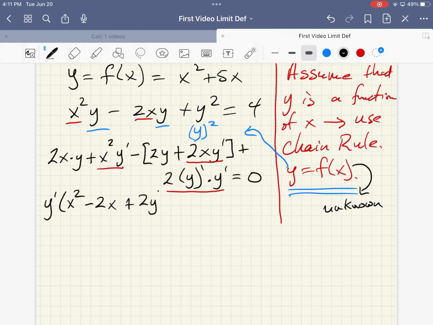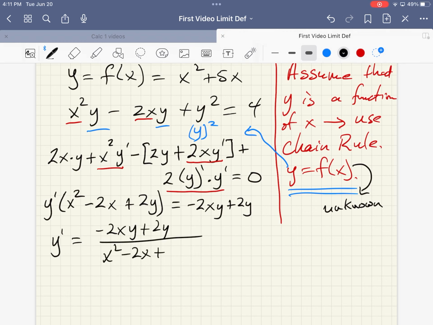So that's all the terms with y prime, and every other term is going to go to the other side. So this one moves to the other side, so that's minus 2xy. This one moves to the other side, that's plus 2y. And those are the only other terms. So now I divide over and I get that y prime equals negative 2xy plus 2y over x squared minus 2x plus 2y. Now, I could factor out a 2y in the numerator, but I can't do that in the denominator, so there's no need to simplify this. This would be our answer here.